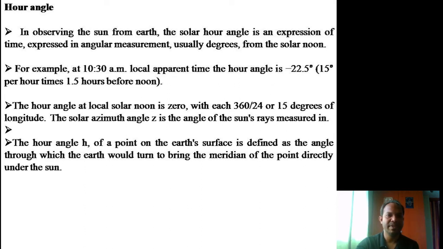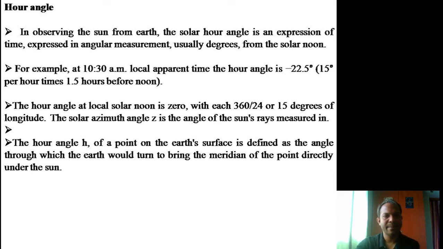Is it clear? Now the hour angle at local solar noon is 0, with each 360 divided by 24, or 15 degrees of longitude. So this is the hour angle. At local solar noon, exactly 12 o'clock, the hour angle will be 0. It is because 360 divided by 24 gives us 15 degrees of longitude.